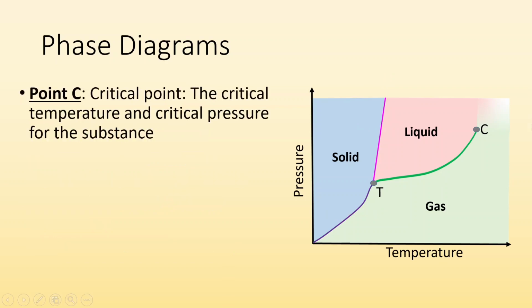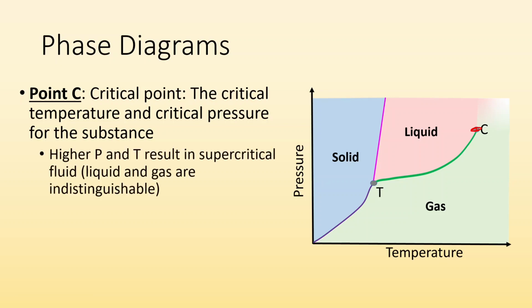The point C that's over here, right here, is the critical point. So it is where the critical temperature is and where the critical pressure for that substance is. If you go any higher with pressure or higher with temperature, you result in a supercritical fluid where the liquid and the gas phases are indistinguishable. So that whole region over there, that's where we have the supercritical fluid state.